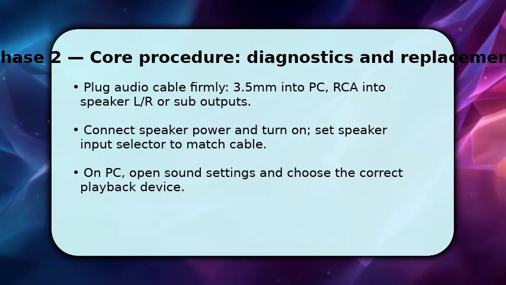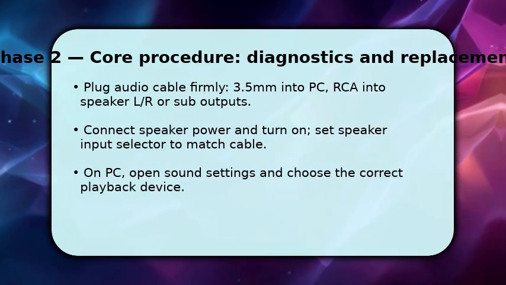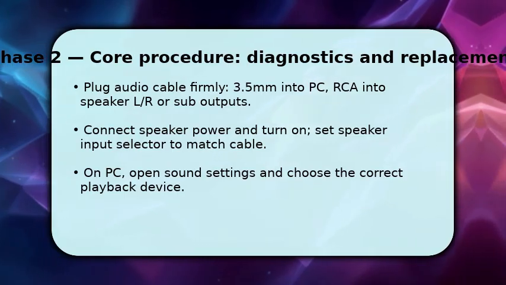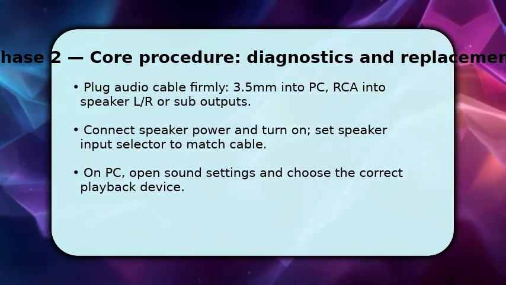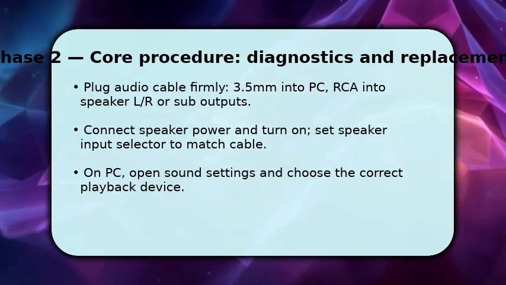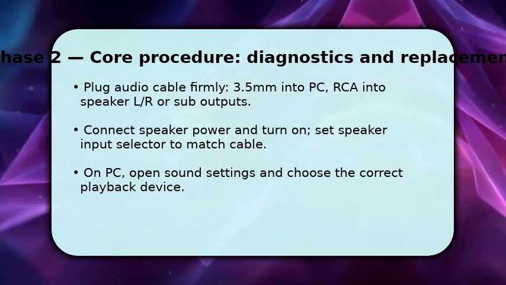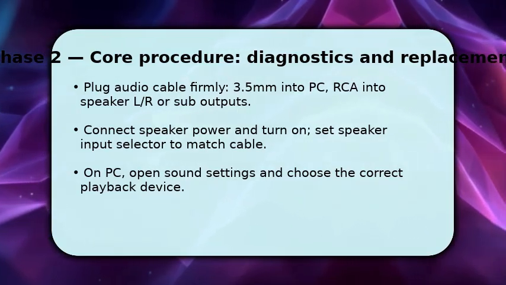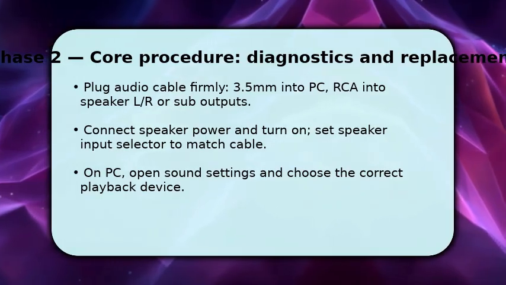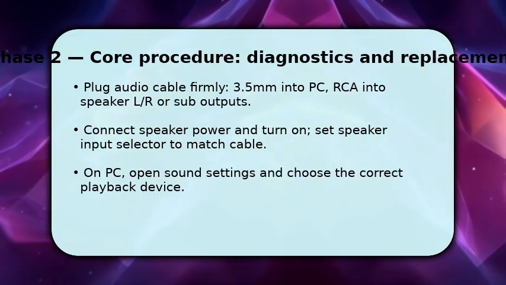Insert the 3.5 plug into the PC headphone or line out port, or attach RCA plugs to the speaker's L and R jacks. Match colors to avoid channel swap. Next, plug in the speaker's power adapter and switch the speakers on, then select the input mode on the speaker if it has one. On your PC, open Sound Settings and pick the new playback device. Doing this aligns signal path and ensures you hear left and right channels correctly.